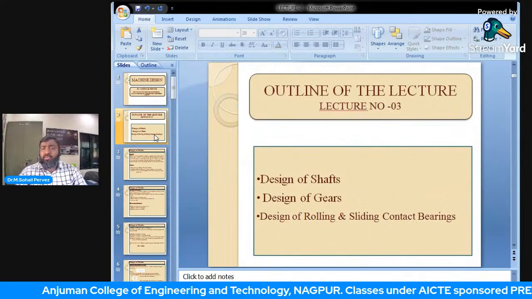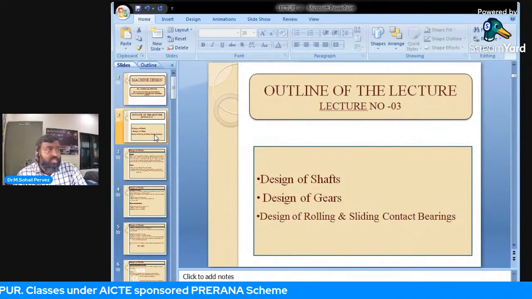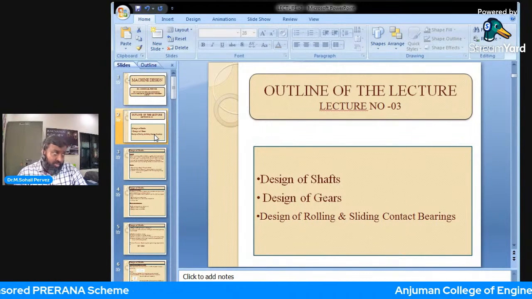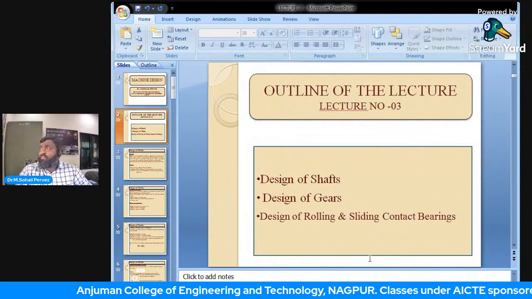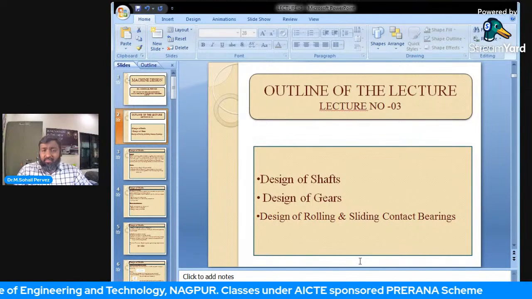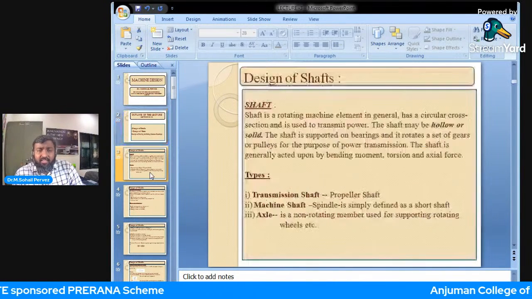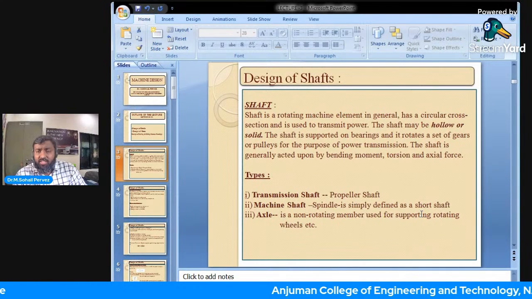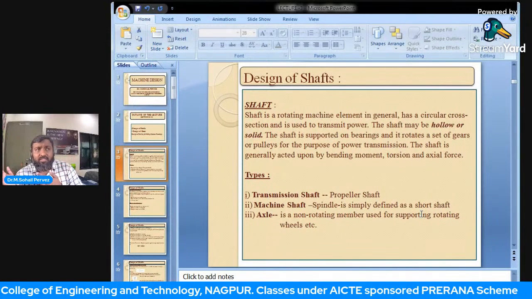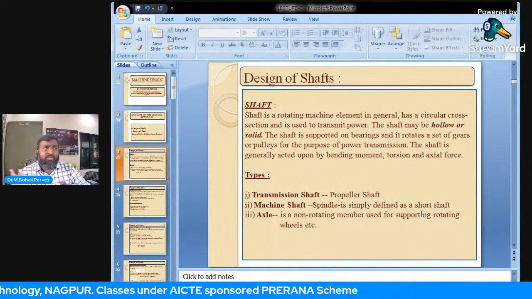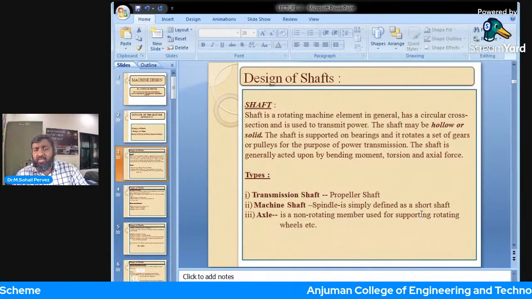And in today's session, lecture number 3, we'll discuss the basic design procedure for shafts, gears, then design of rolling and sliding contact. For all these machine components, shafts are the basic power transmitting mechanical element, which receives the power from the source generating it and transmits it to the machine consuming it. Now, when we say consuming it, it means the power which is developed and generated at one place is transmitted over some distance to a new setup at another place using this element known as shaft.